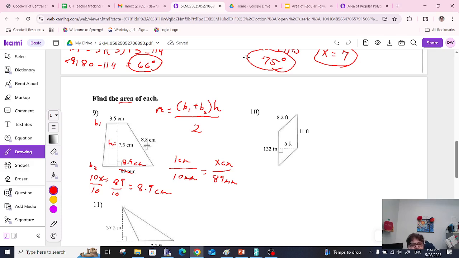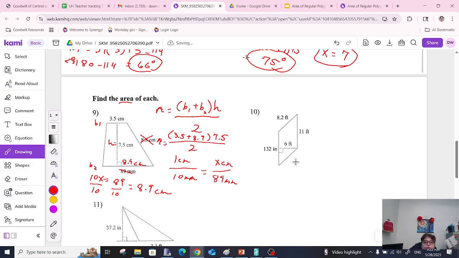What about this 8.8? That's extra information. Good job. I'm not going to use it. That's what makes this high school level, is the conversion and putting in extra information. If I just gave you a normal trapezoid finding area, that's 5th grade work. Okay, so 3.5 plus 8.9 times 7.5 divided by 2.